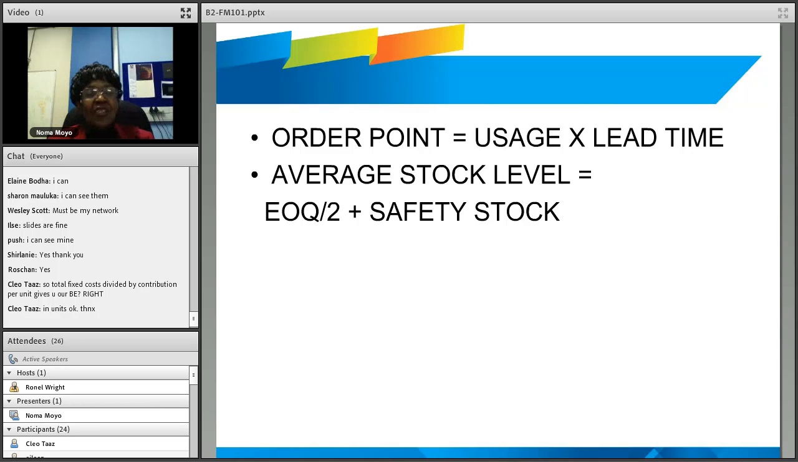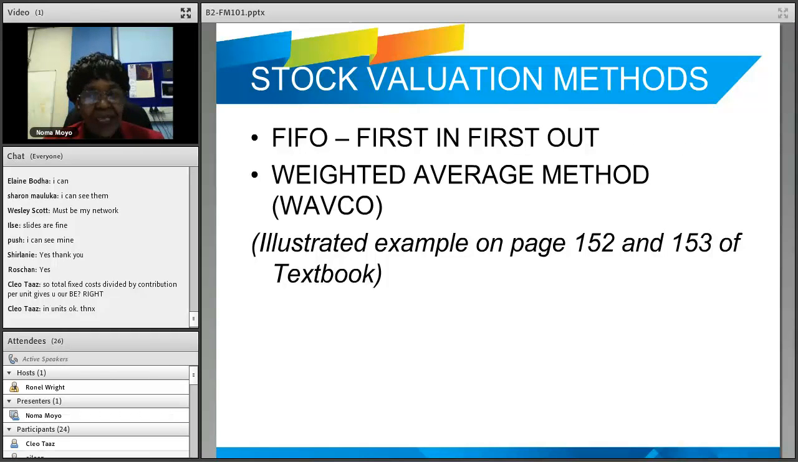Economic order quantity is the square root of 2 times annual requirement times order cost over carrying cost per unit. You have to know this economic order quantity. I've seen it in so many papers before. Order point, you should know how to calculate order point, average stock, which is economic order quantity divided by 2 plus safety stock. Please read that.